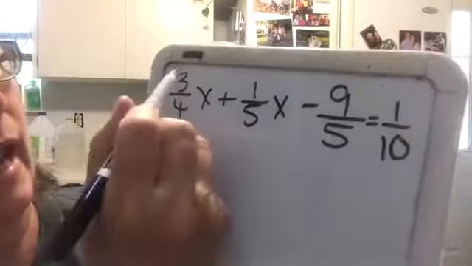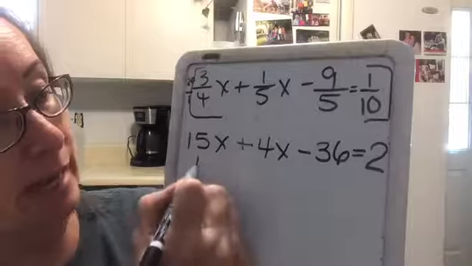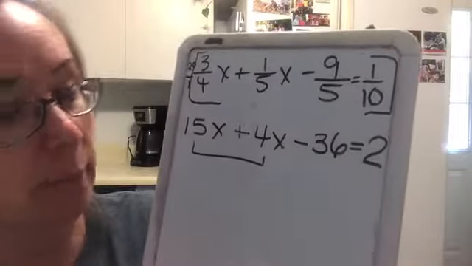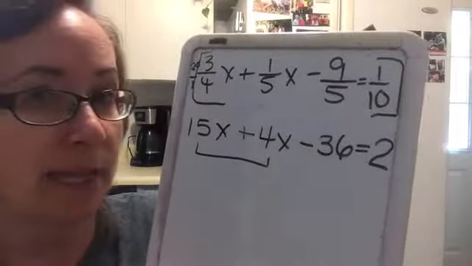Look, I have one equation with no fractions in it. Much easier to deal with. So now I'm going to add the 15x and the 4x because those are like terms. Remember, like terms have like variable parts. So 15x plus 4x is 19x. And then minus 36 is 2.